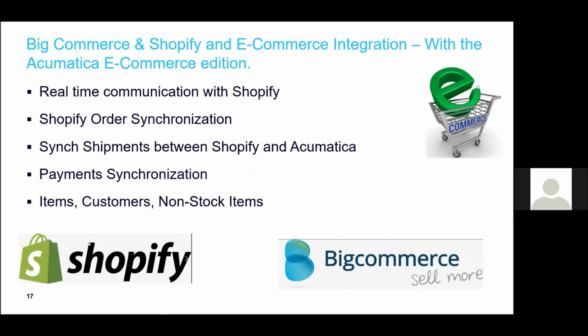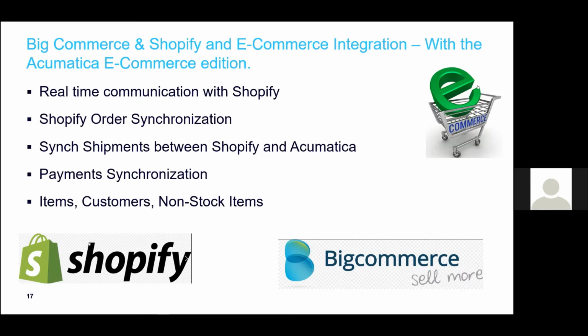Relatively new to Acumatica in the last year or so, Acumatica now has what they call the e-commerce edition. And the e-commerce edition basically is two integrations, one with Shopify and one with BigCommerce. And in both cases, they can link to multiple Shopify stores or BigCommerce stores. There's no limit to the number of stores on each.